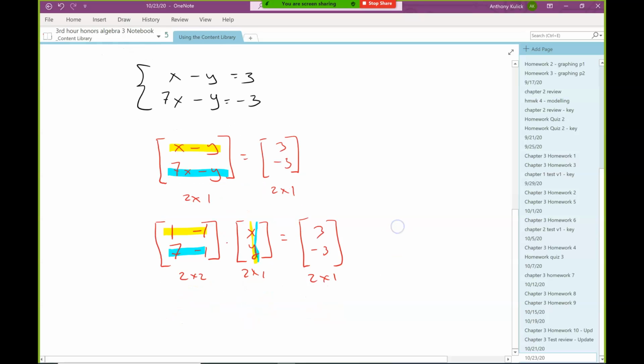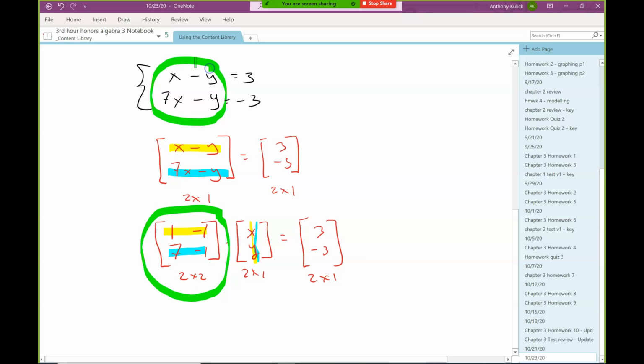Now if I look at this matrix, and I look at this part of my system, what do you notice? The matrix is just the coefficients from our system in the exact same locations, right? We typically call this matrix the coefficients matrix. This guy we call the variables matrix. And this one we call the solutions matrix.